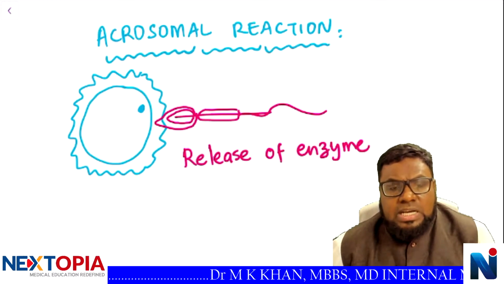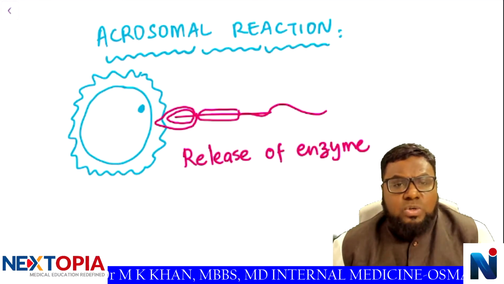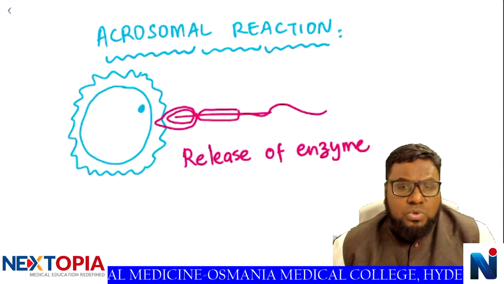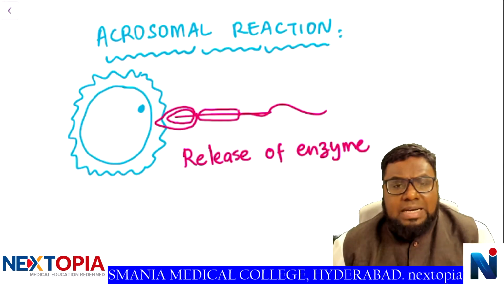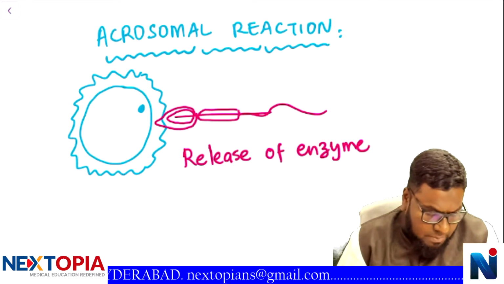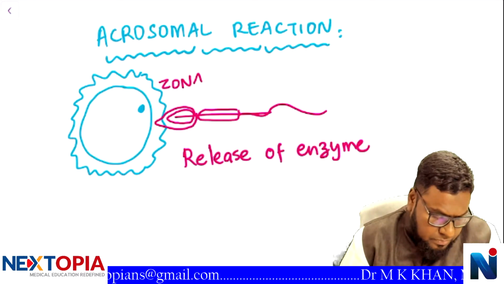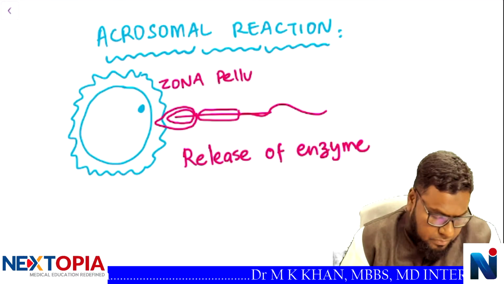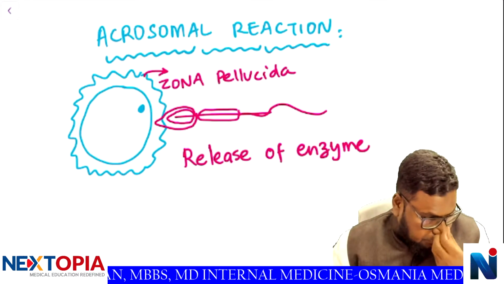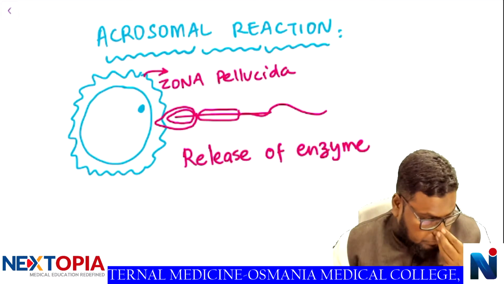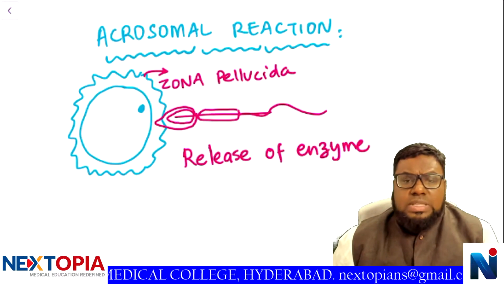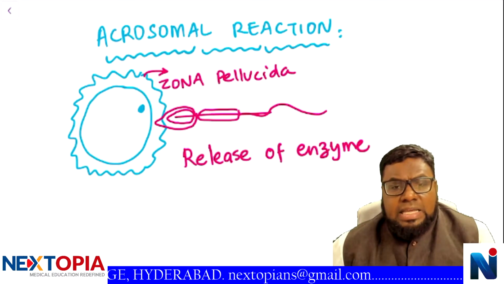So a perforation, a small pore, is formed by this acrosome at the point of contact of the sperm with the oocyte. What happens is the acrosomal membrane releases certain enzymes. This will cause penetration of the zona pellucida. So this layer is the zona pellucida, right? This results in the release of three enzymes.